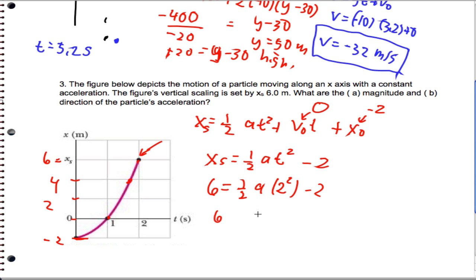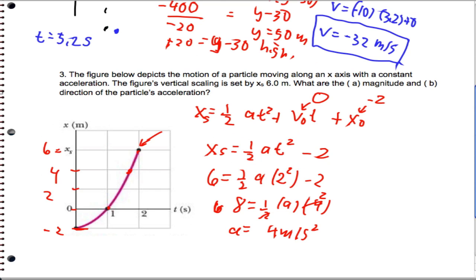So I'm going to end up getting 8 equals 1/2 times a times 4. So we get 2 equals 2. And I'm getting that a is, in fact, 4 meters per second squared. I'm pretty sure I got that right. I'll just double check. So 6 plus 2 is 8. And then we have 1/2. Yeah, so 4 meters per second squared is what I'm getting.